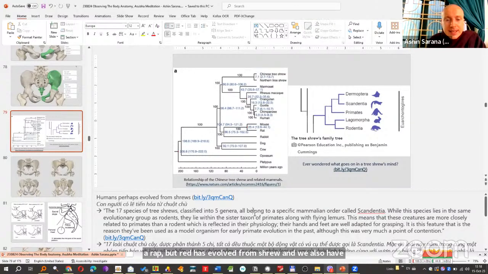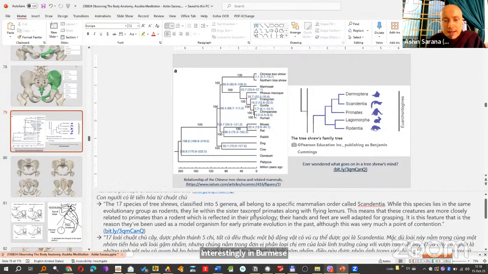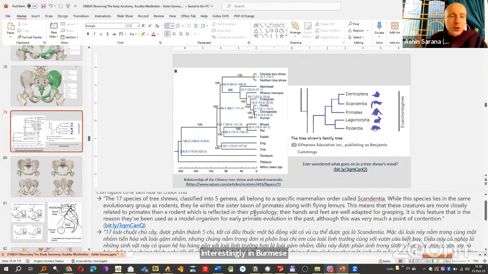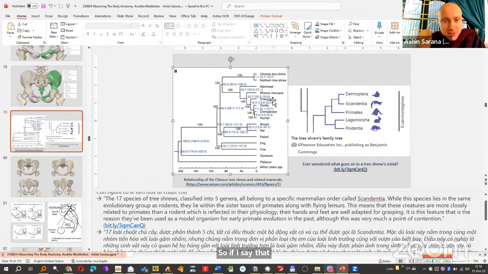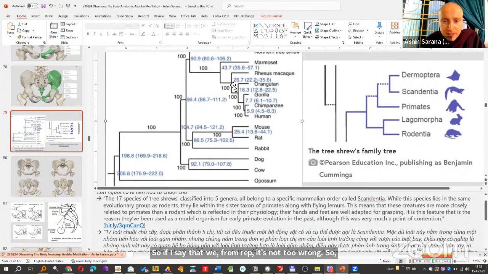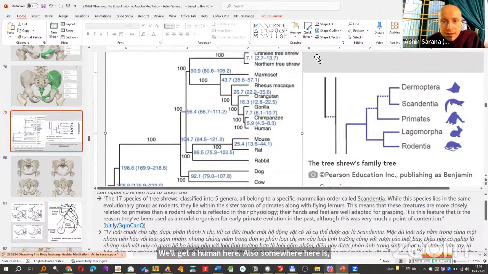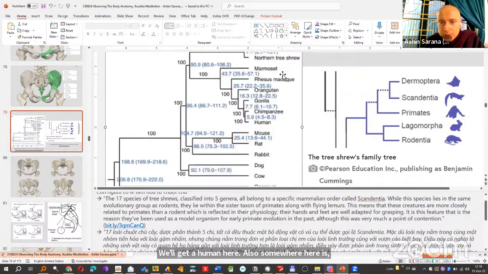Interestingly, the word in Burmese for shrew means an ugly rat. So if I say that we evolved from rats, it's not too wrong. So we can see here the genealogy. We get human here, also somewhere here, human. So let me see if I can show what I want to show you.